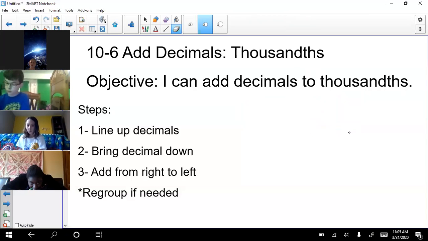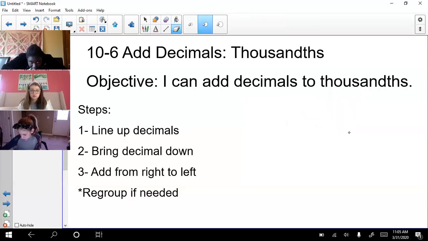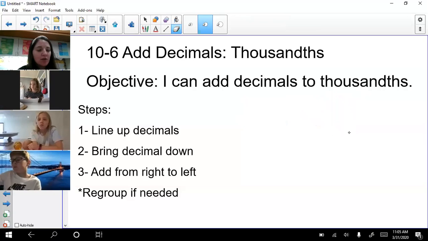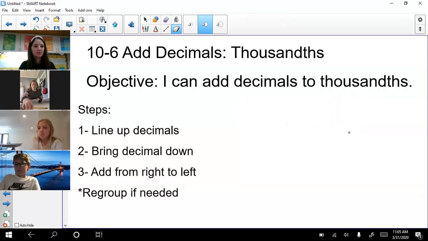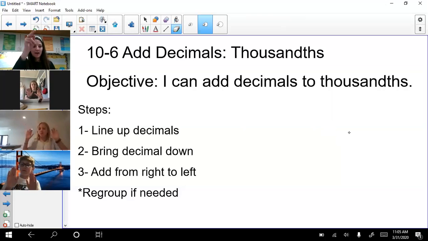All right, before we even write down those steps, let's review the steps that we learned on Thursday using whole brain teaching. So you don't need anything in your hands. All right, mirror. Remember, we go mirror and then you repeat everything that I say. Mirror, line up the decimals. Line up the decimals. Bring the decimal down. Bring the decimal down. Add from right to left and regroup if needed. Add from right to left and regroup if needed.